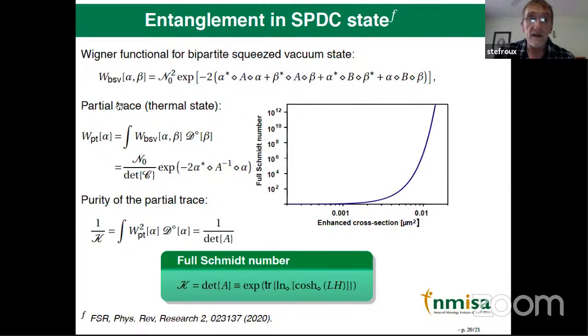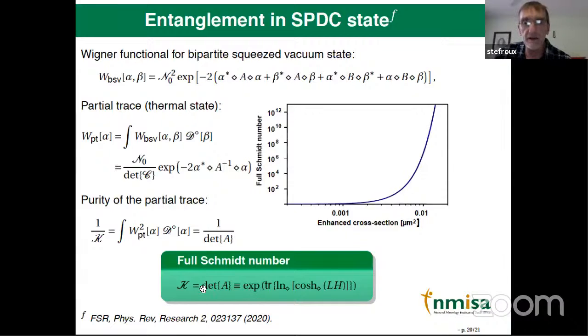So assuming that it is a pure state, I can then do the partial trace, which is the functional integral over one of these, let's say the idler beam. The result then gives me the Wigner functional that typically looks like that of a thermal state. And then I calculate the purity of this partial trace, which is just the square of this function integrated over the remaining field variable. The result is the inverse of the full Schmidt number, which gives me the inverse of the determinant. So in other words, the Schmidt number is equal to the determinant of the one kernel function.